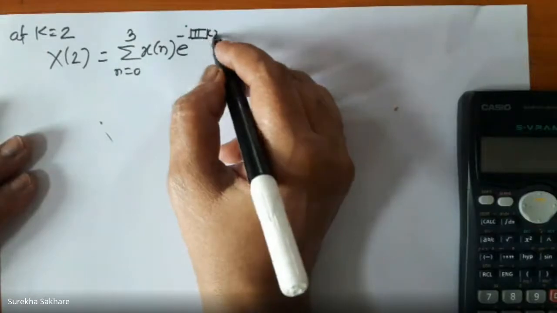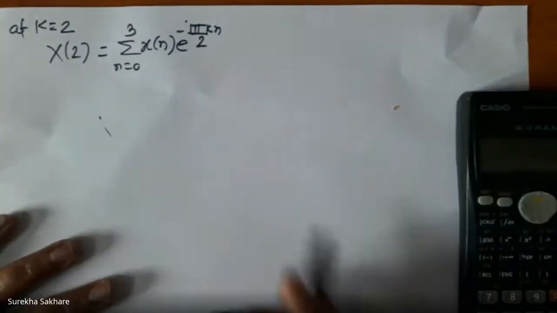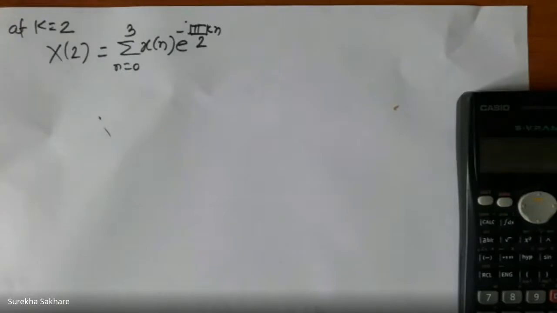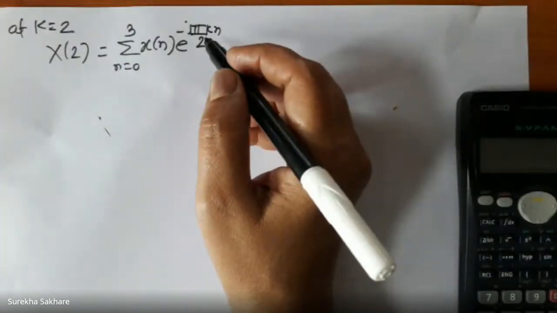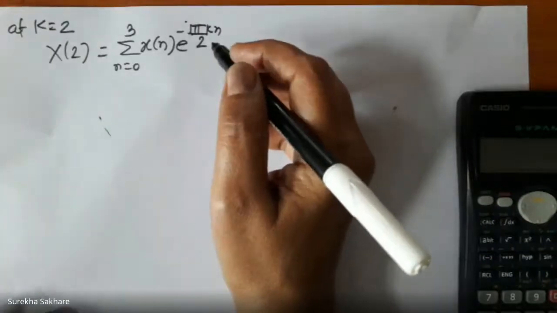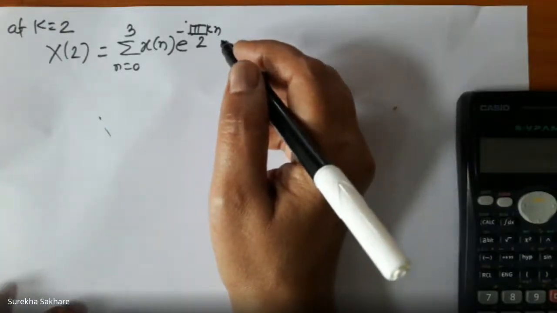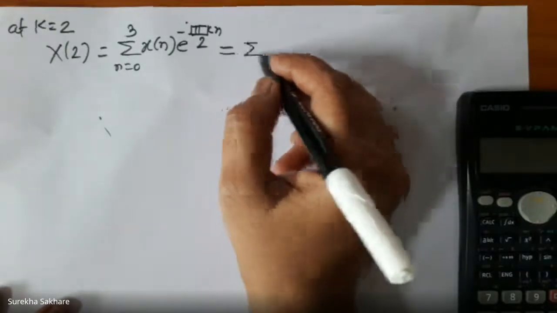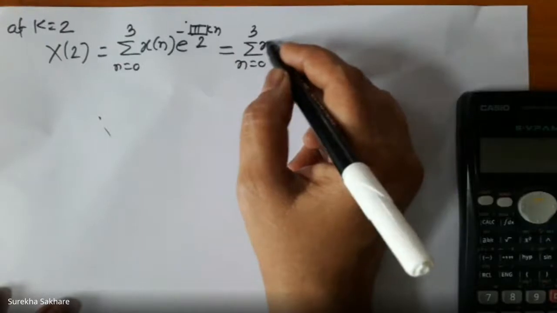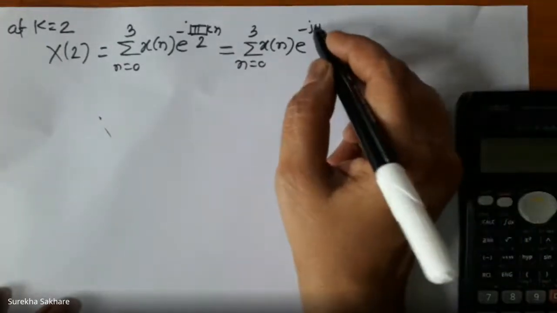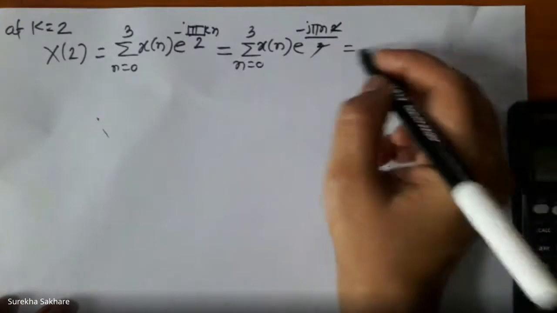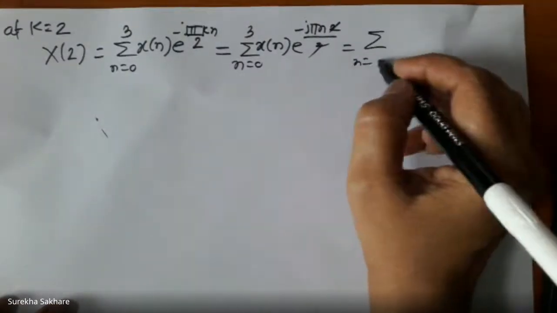First we will go for the original, because this was here, is it not? It's pi by 2 k n. Now I will insert the value of k as 2. Let us have the summation n is equal to 0 to 3 of x of n e raised to minus j pi k. K is 2, 2 by 2 will be cancelled. So this is going to be the summation n is equal to 0 to 3 of x of n e raised to minus j pi n.